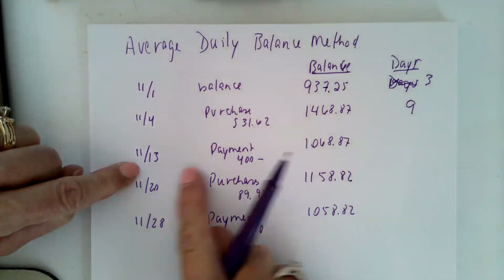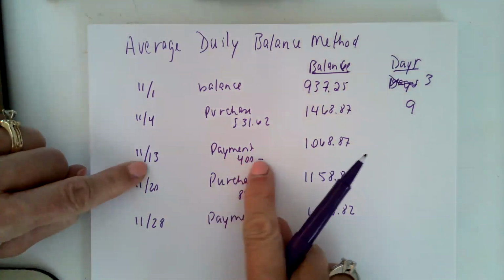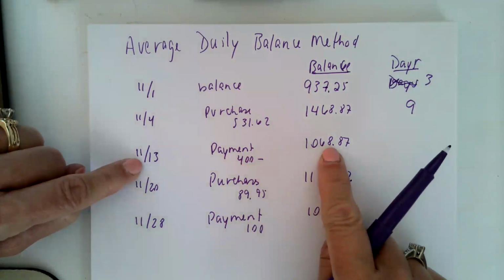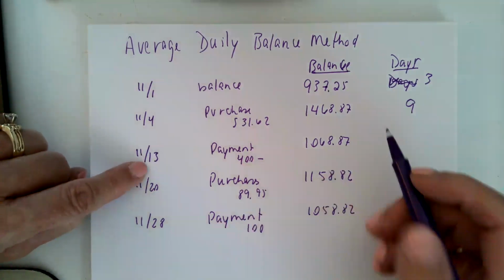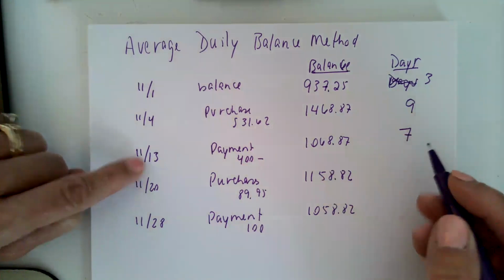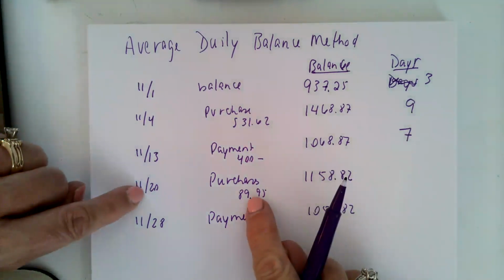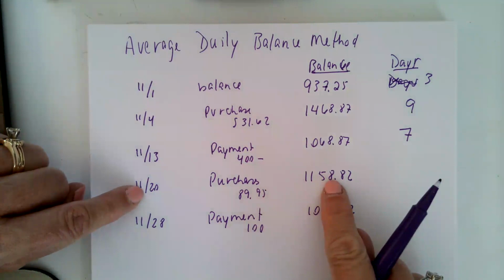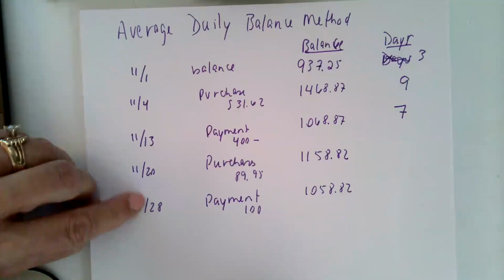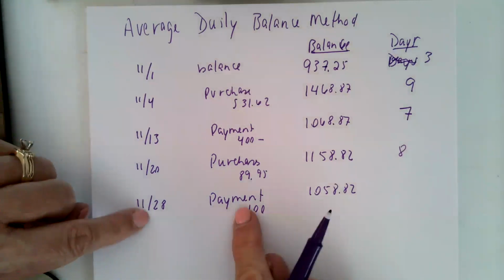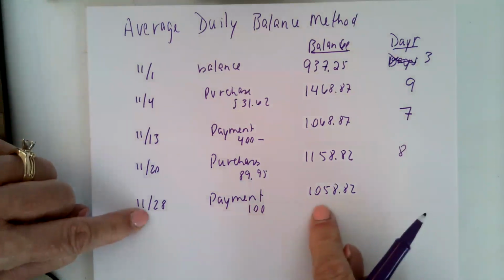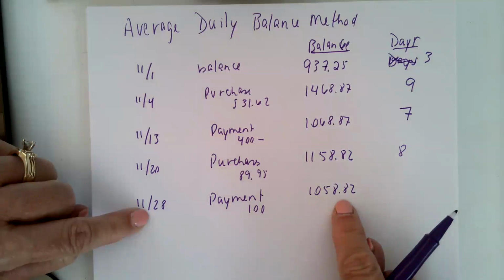And then I made a payment on the 13th. So it was 1,068.87 from the 13th to the 20th. The 20th minus 13 is 7 days. And then I made more purchases on the 20th. It was 1158.82 from the 20th to the 28th. So that's 8 days. And then on the 28th, I made another payment of $100. So I end with a balance of 1,058.82.